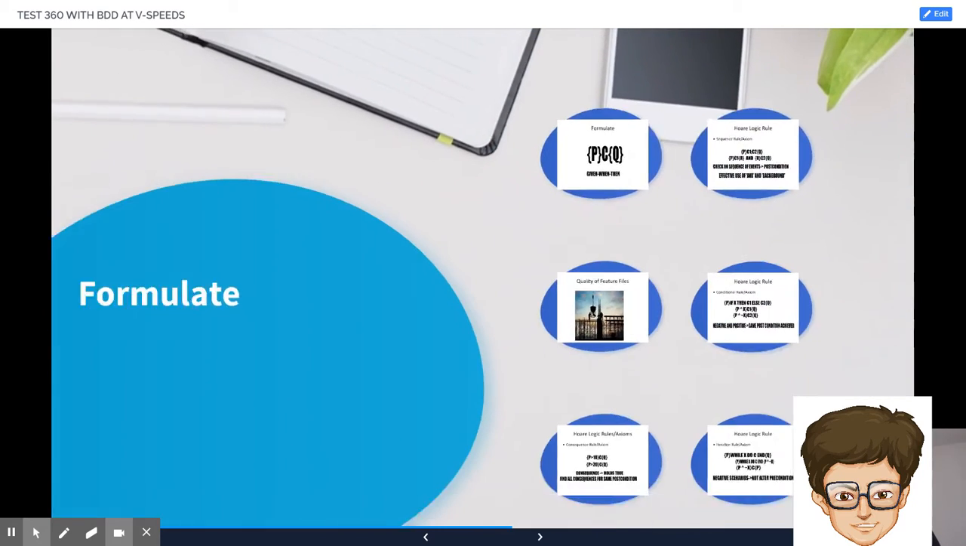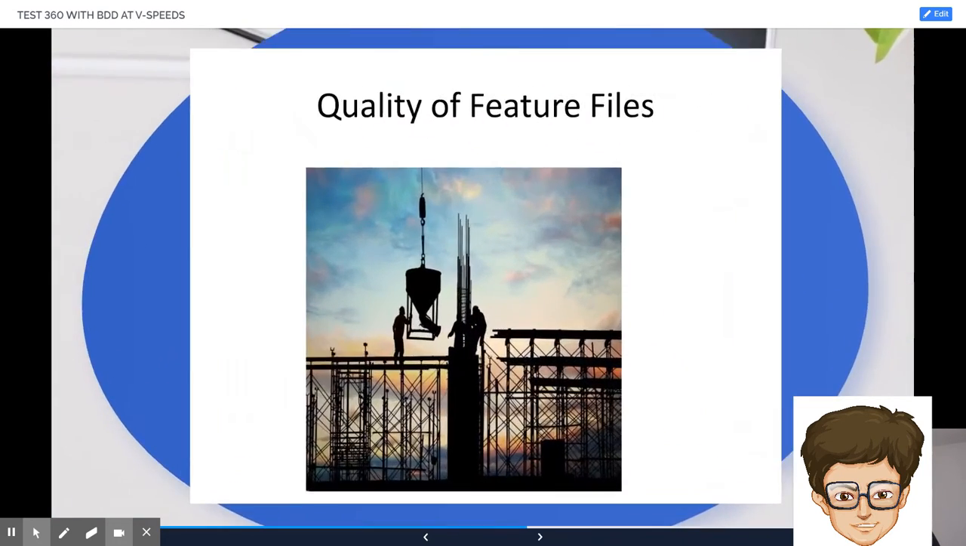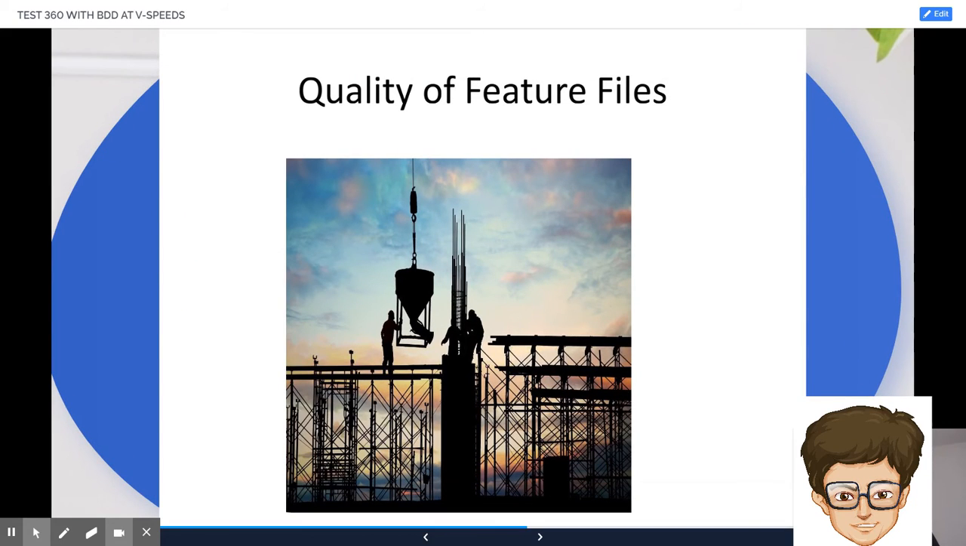Let's go ahead and try that. So that's exactly what we did. So we went ahead and tried to evaluate the quality of a feature file using Hoare logic.